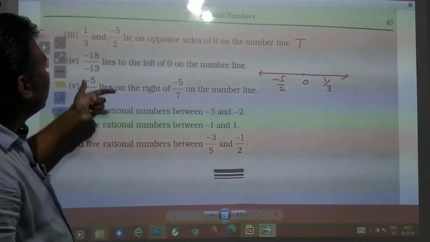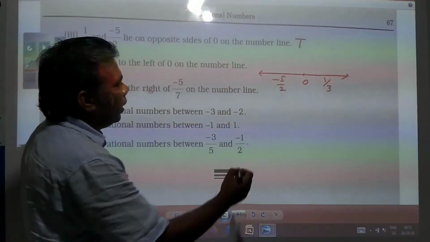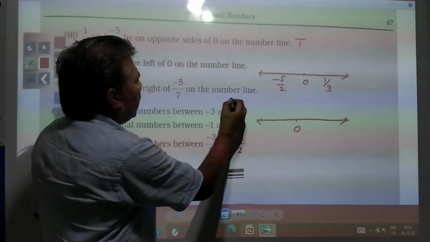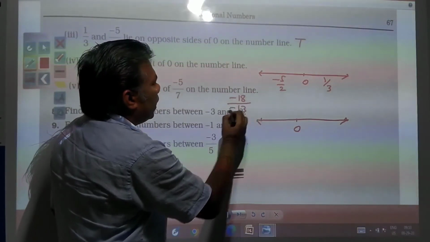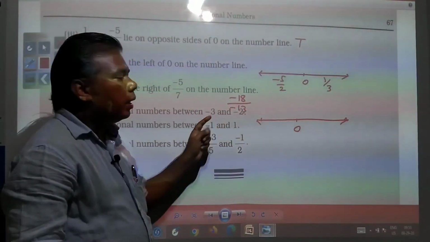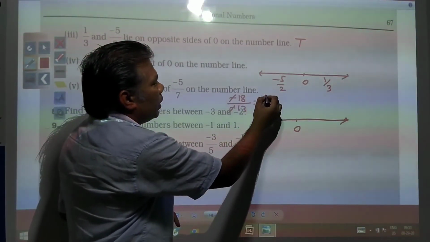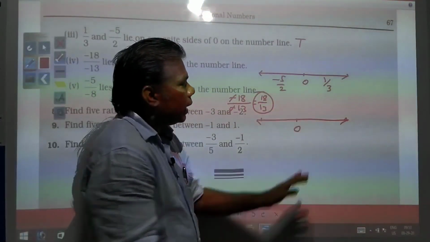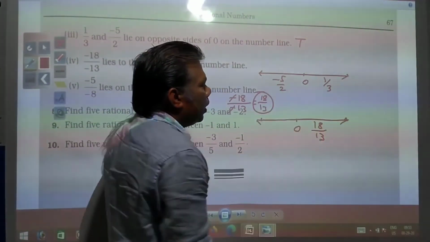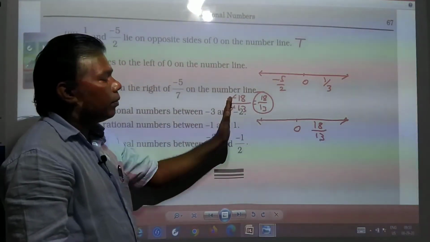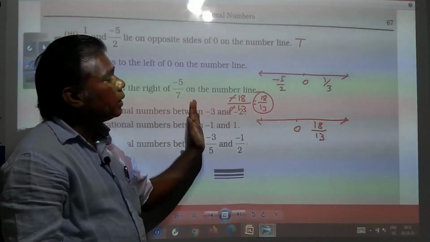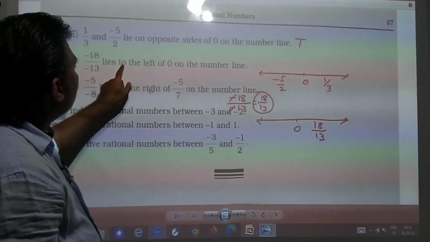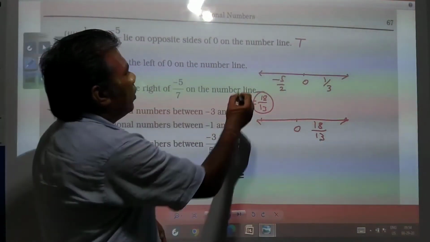Minus 18 by minus 13 lies to the left of 0 on the number line. This is your number line, this is 0. You have minus 18 by minus 13. Here you see both are negative, so they will cancel and it will become positive, 18 by 13. So now this is a positive number, so that will be on the right side. If a positive number is there, that will be on the right side. Since both are negative, they will be cancelled, so both negatives will be considered as a positive number. So minus 18 by minus 13 lies to the left of 0 on the number line will be false.